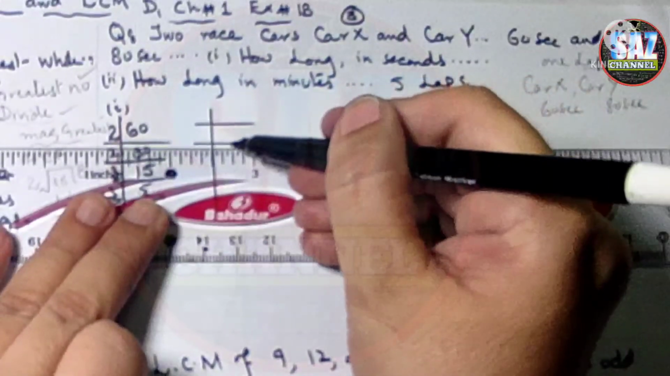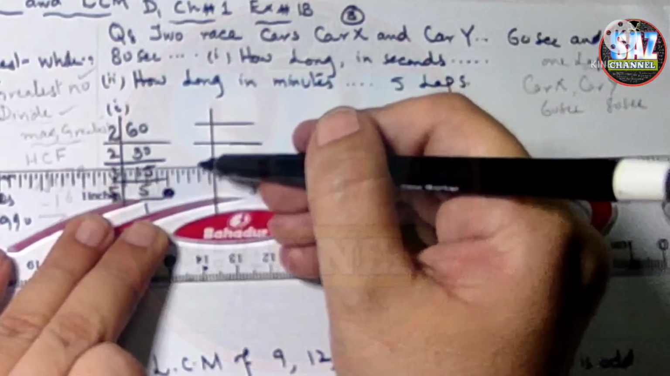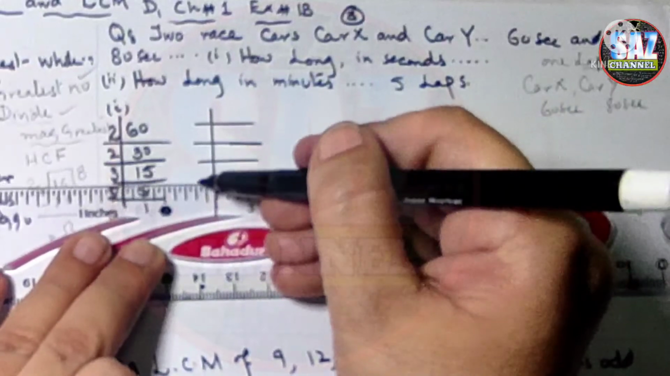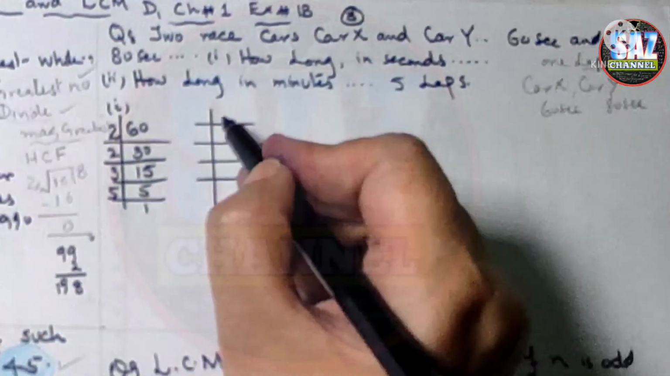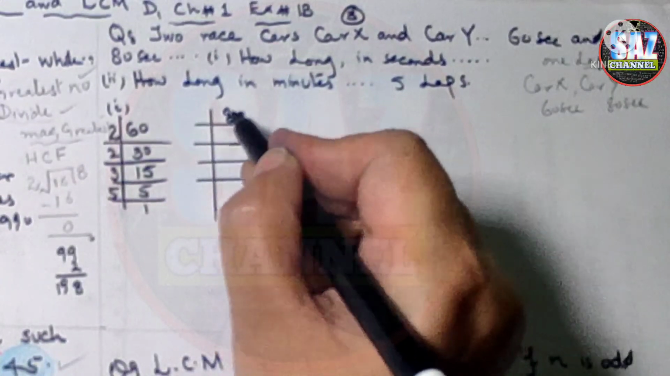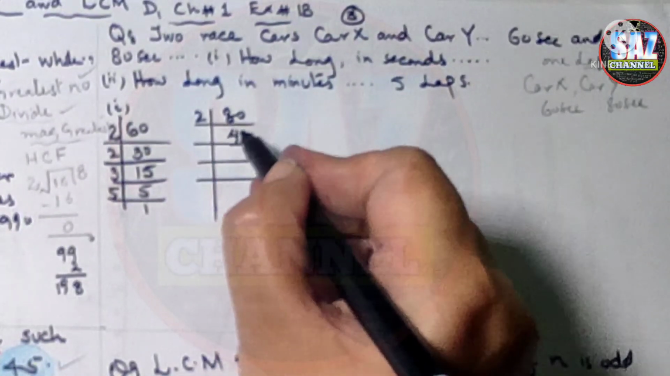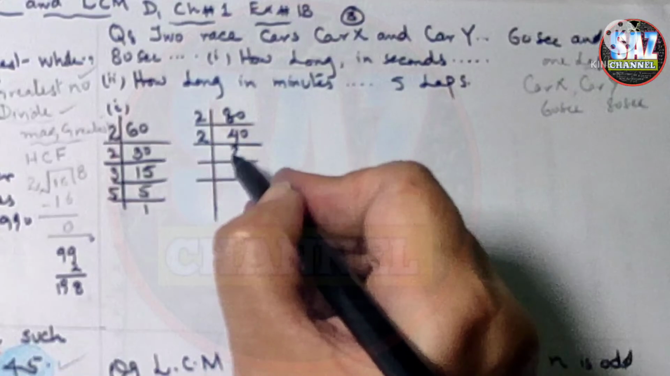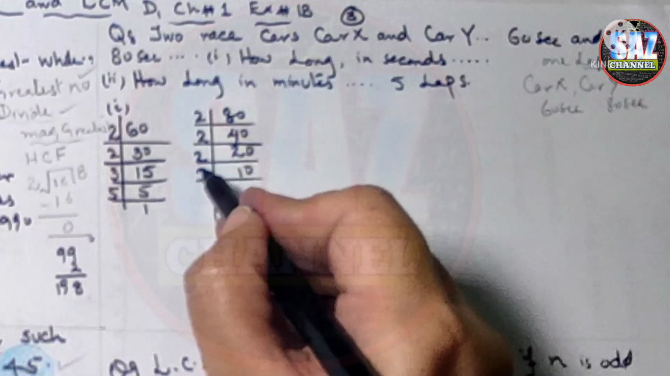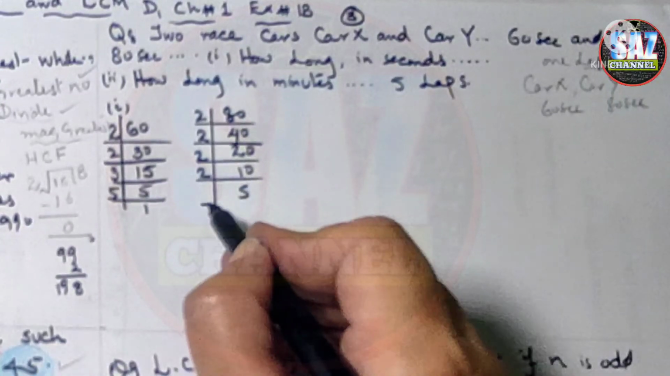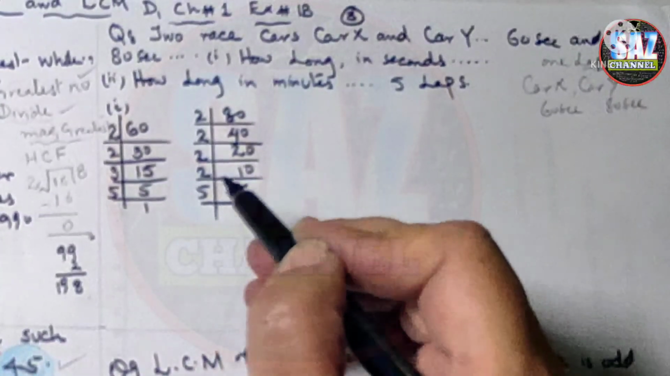Always integrate your lesson with the previous lesson, because lessons of mathematics require continuous practice and integration with the previous lessons. This is 80 to 40 times, to 20 times, to how many times? To 10 times, to 5 times, and 5 1 times.